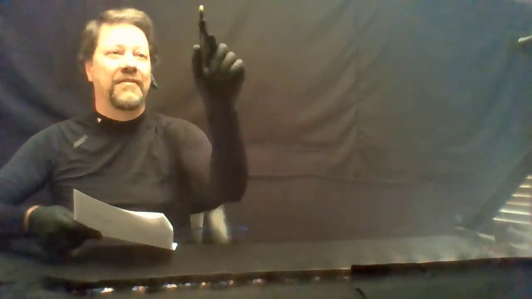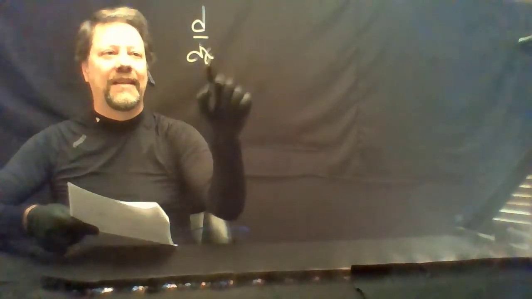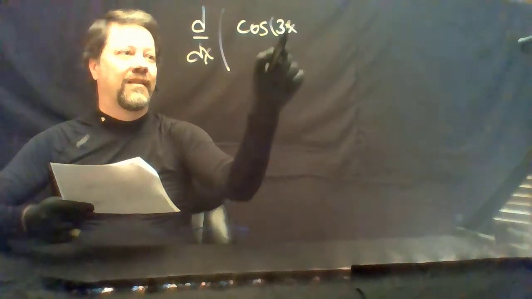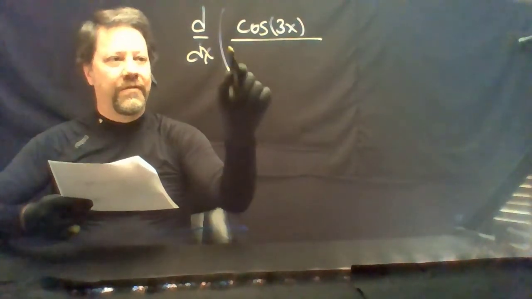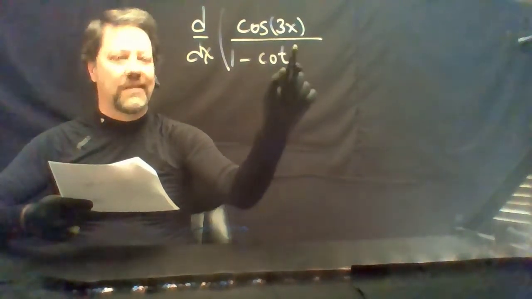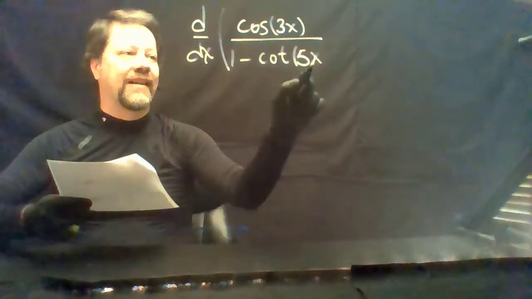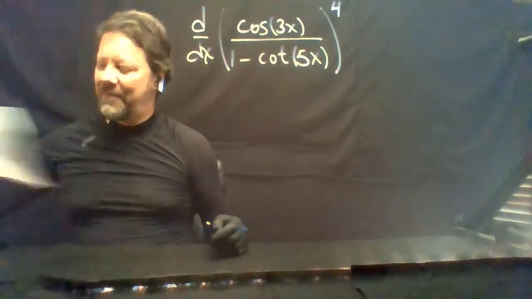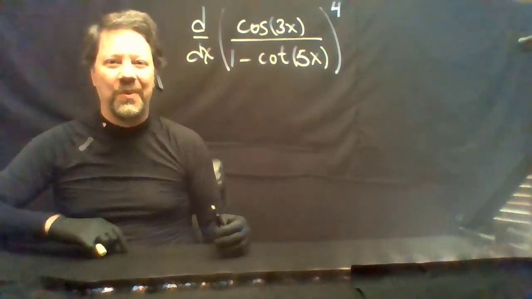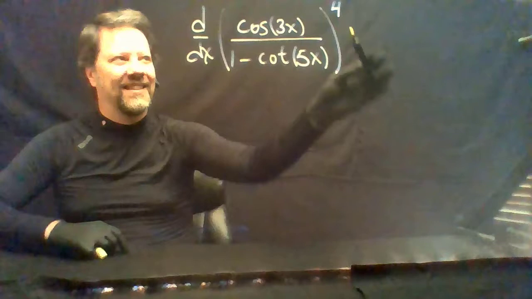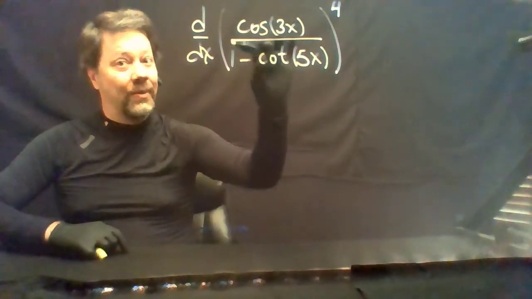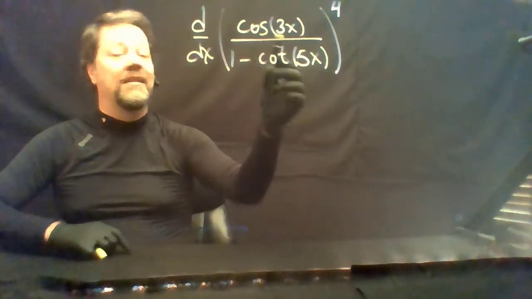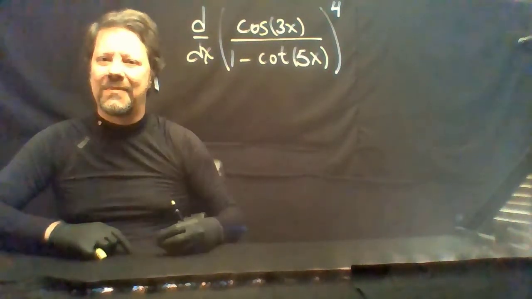On problem 5, we're calculating the derivative of cosine 3x over 1 minus the cotangent of 5x, all to the power of 4. Name the rules. We have a power rule and a quotient rule and a chain rule. Multiple chain rules, at least 3 on this problem.